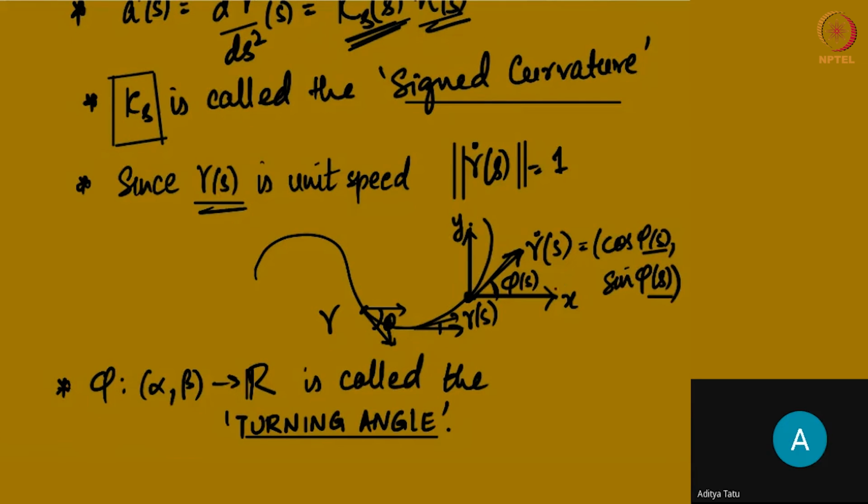Okay, so you have a function phi that gives you at every parameter value s between, let's say, alpha to beta, the angle, called the turning angle. And again, you can relate this intuitively to, let's say you are driving a vehicle on this path. And by what angle would you have to turn your steering in order to remain on the curve? That is basically the intuition behind turning angle.